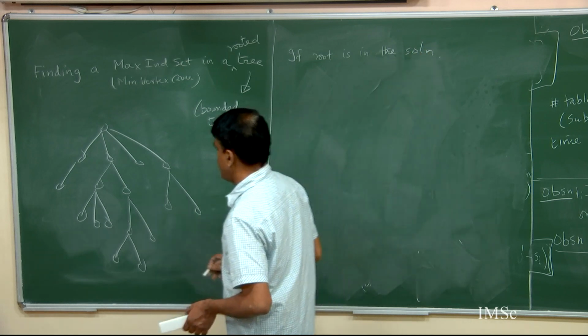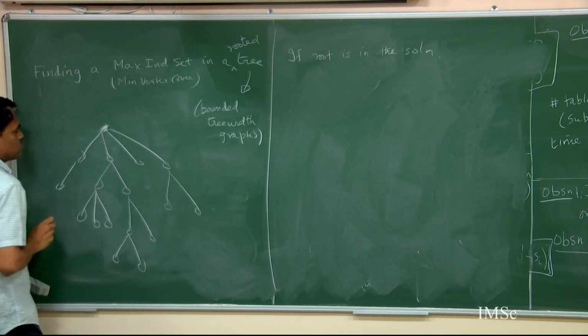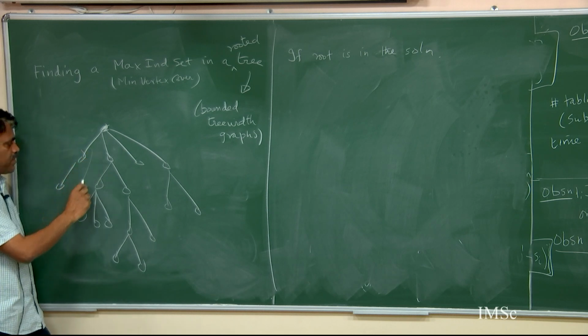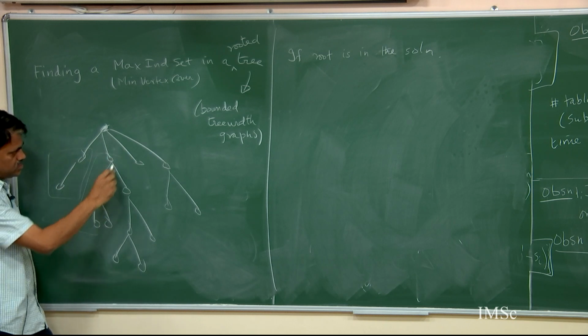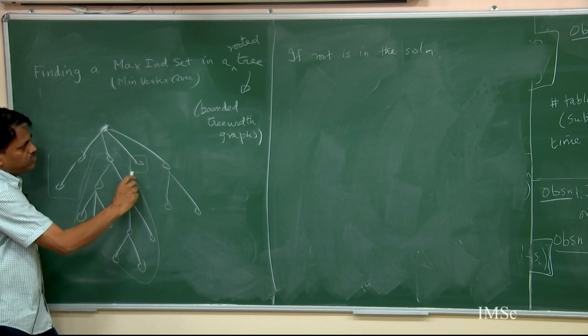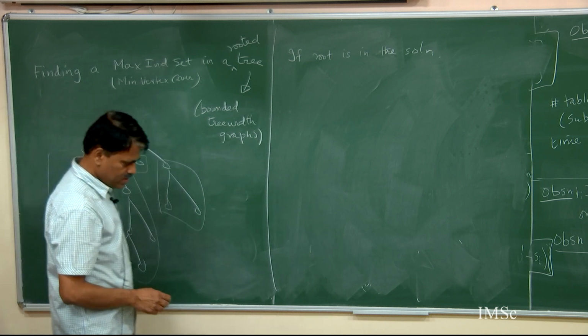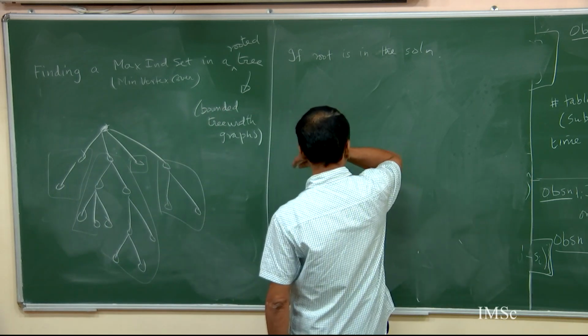then I include it in my solution. Then what is the recursive subproblem? All its children, that subtree. So, when you have these subtrees where you want to find solutions recursively, right, but okay. So, then it is the root is in the solution.